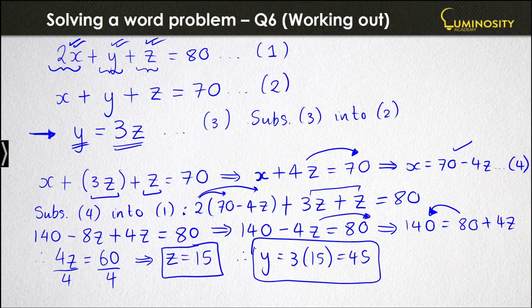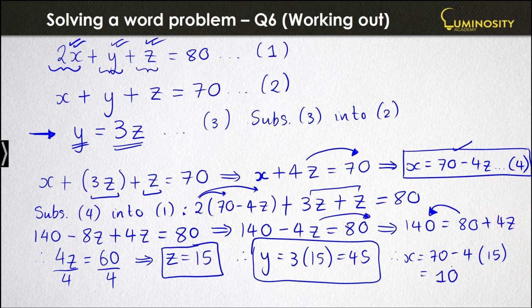And lastly, to solve for x, I can use equation 4 here. So x is equal to 70 minus 4 times z, which was 15. And if you put that into your calculator, you will get 10. So x equals 10. X was the number of movie reviews content that Muhammad makes, and that is what we were looking for. So in conclusion, Muhammad creates 10 movie reviews content each week.